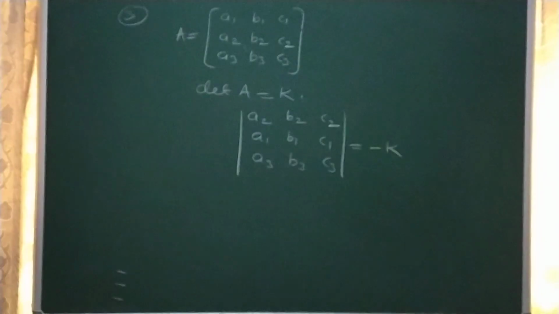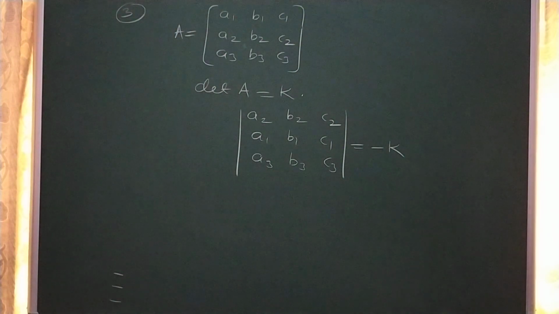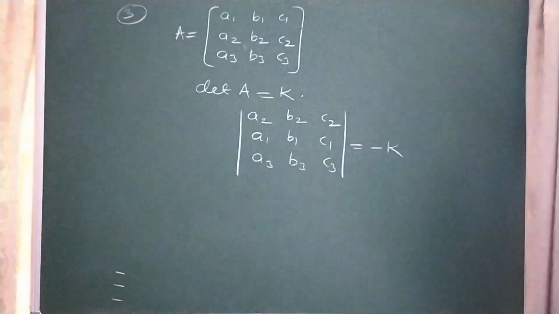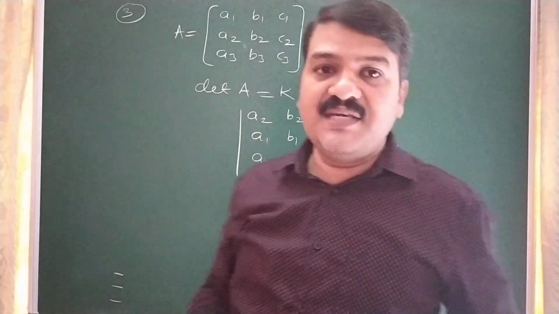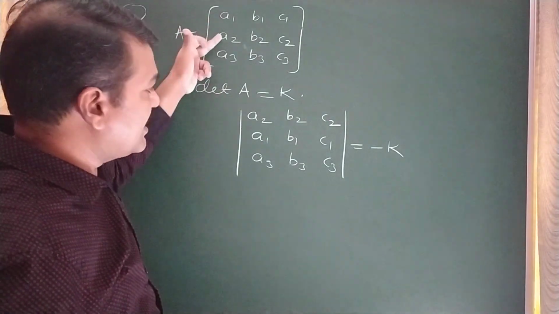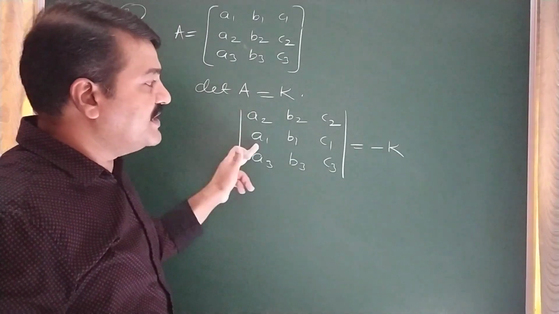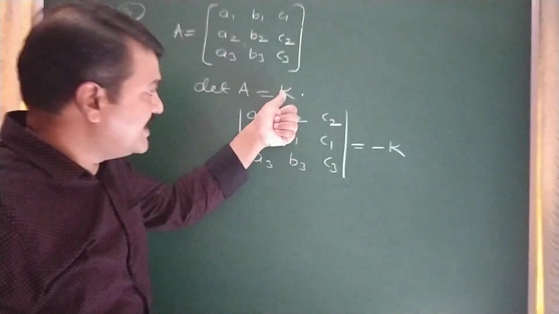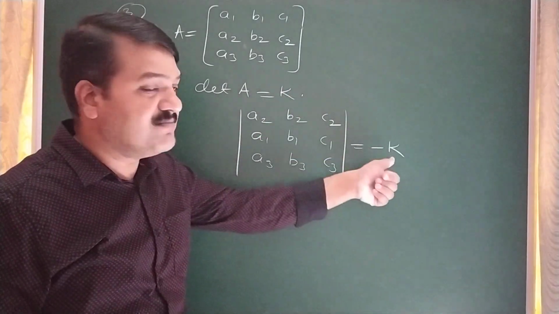Just a minute. So determinant sign will change. That means determinant value now becomes minus k. That's all. So therefore, by interchanging R1, R2 here, determinant sign changes. So previously it was k, now it is minus k.